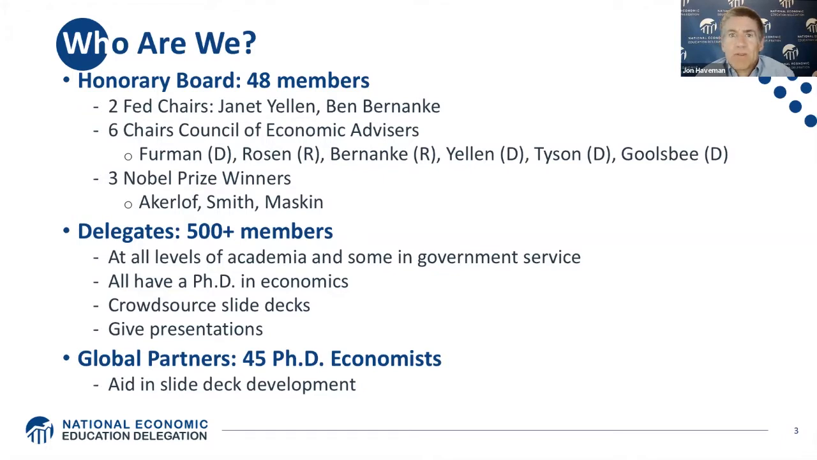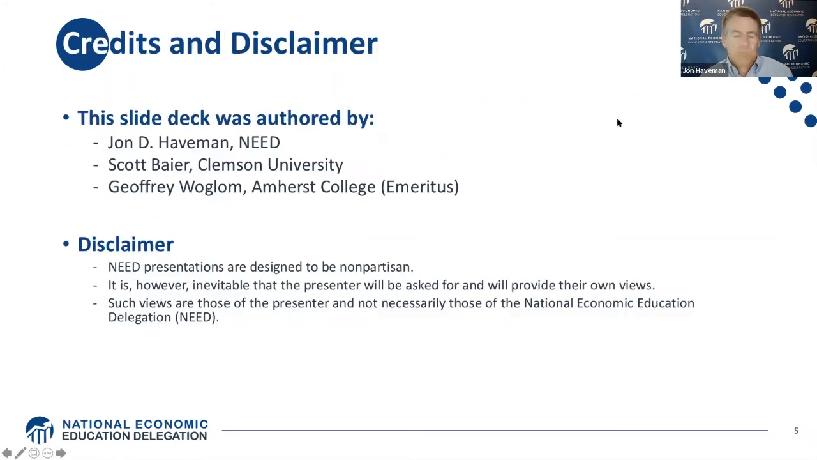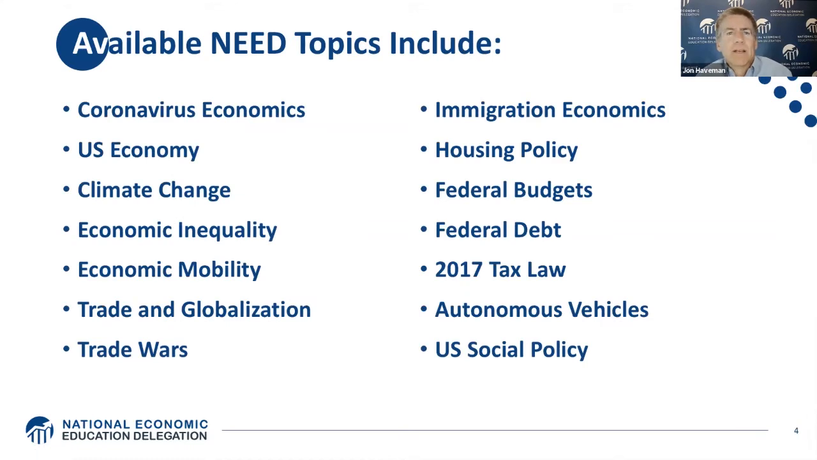We have 500 members of the delegation. Those are folks like me who are willing to go out and give talks. All have a PhD, most are academic economists. And then we've got some global partners. These are folks all over the world, a couple in England and a couple in Italy, both of which have told me once I fix things in the United States, I should come and help fix things there. I think that's probably a long play. At any rate, that's sort of what NEED is. We crowdsource all of our slide decks and we have slide decks on the following set of topics.